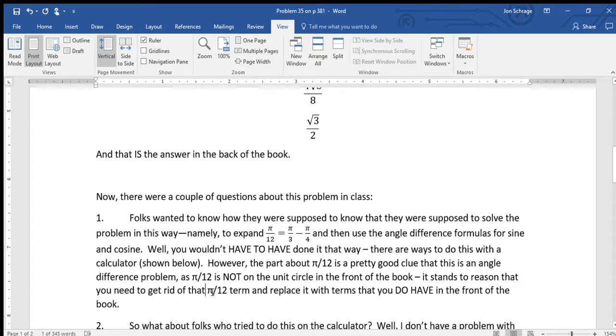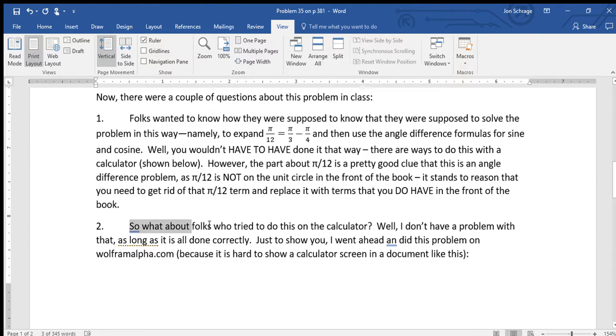So to get that pi over 12 out of there, we're going to have to replace that pi over 12 term with something we do have, like pi over 4 and pi over 3. So those are like hints as to how to do it, but there's no doubt about it. You perfectly could have just done this using a calculator. And in fact, as we talked about in class, plenty of people did. So, well, I don't have a problem with anybody doing that as long as you do it right. And so if you're careful about it and plug the numbers into your calculator, let me fix the typing error there, and do it, you're going to get an answer.